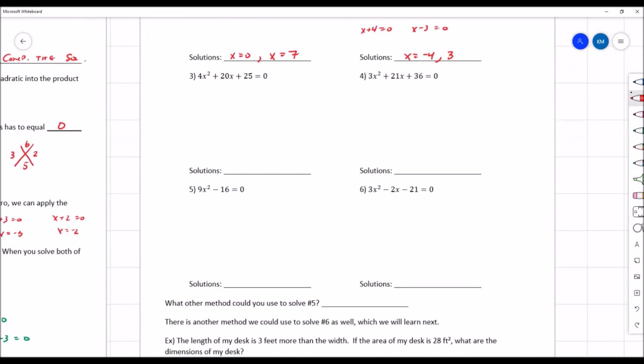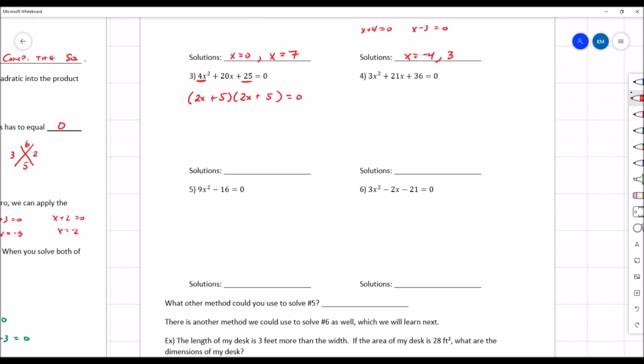Number 3. Hopefully you recognize this. A perfect square here, perfect square here. See if we have a special case. 2x, 5, positive. Does it work out? 2 times 5 is 10, 2 times 5 is 10, 20. All right, it does work out.